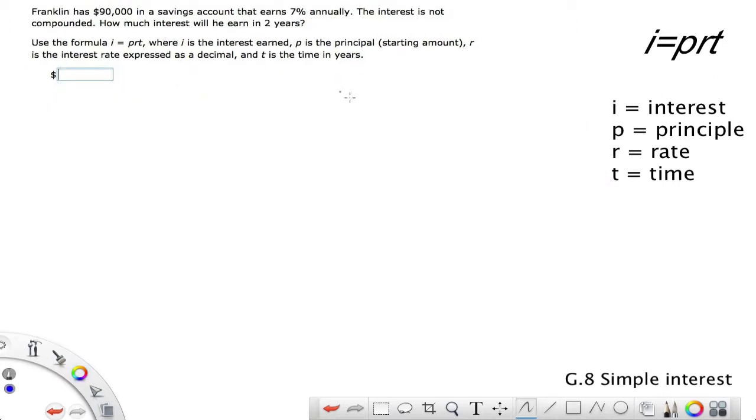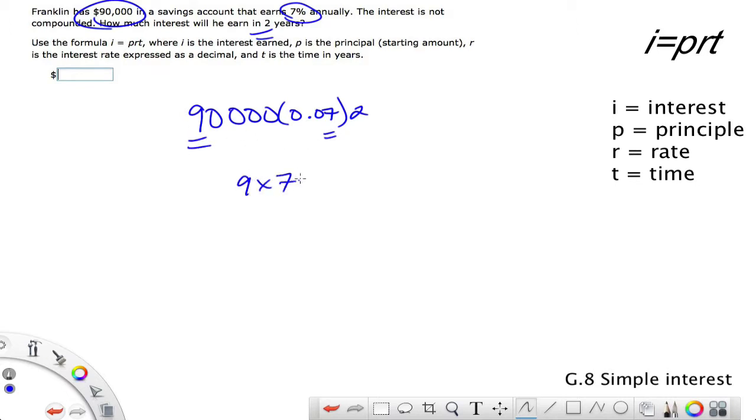Alright, so now we've got slightly harder numbers. We got $90,000 at 7% for 2 years. So we take the principal times the percent times 2. So in this case, again, I'm going to ignore my decimals. 9 times 7, and that is 63. Times 2 is 126.